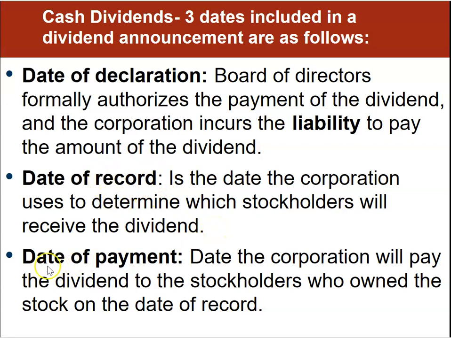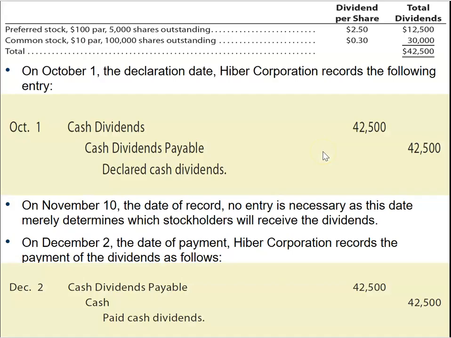And then finally, the date of payment. This is the date the corporation will pay the dividends to the stockholders who own the stock on the date of record. It's also the date that this liability is going to go away. So we've got some kind of a complicated mess here, but we have a scenario. Now remember, we had the slide in the previous video that showed us, and this is a completely different scenario, I think.